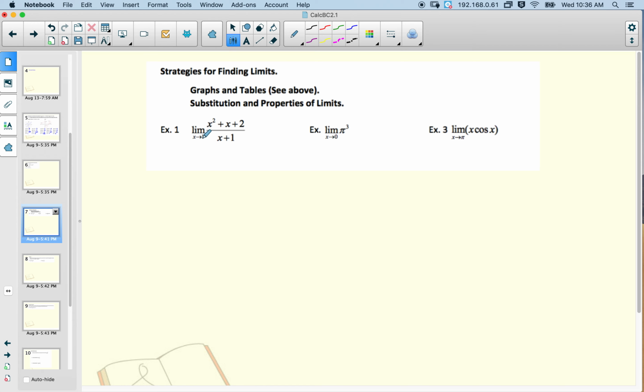So let's go ahead and substitute 1 in for x. So we're going to get 1 squared plus 1 plus 2, all over 1 plus 1. So that looks to me to be 4 divided by 2, which equals 2. So this limit is equal to 2. Okay, let's look at example 2.